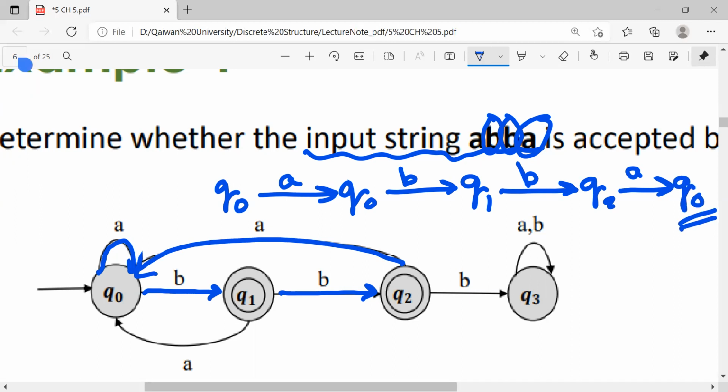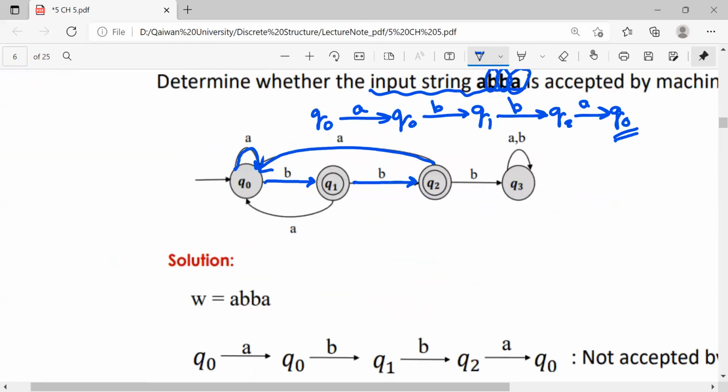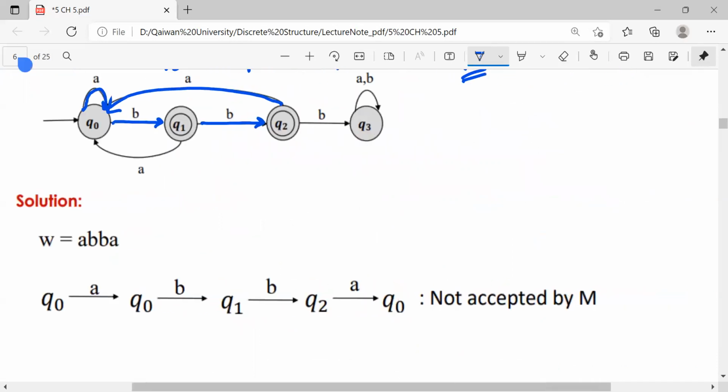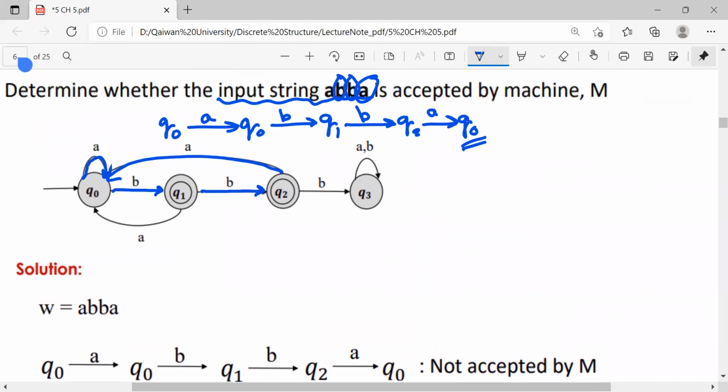Is this a final state? No. So it's not accepted. You say that's not accepted because we don't get a final state. That's why it's not accepted. You must get a final state for the last state.